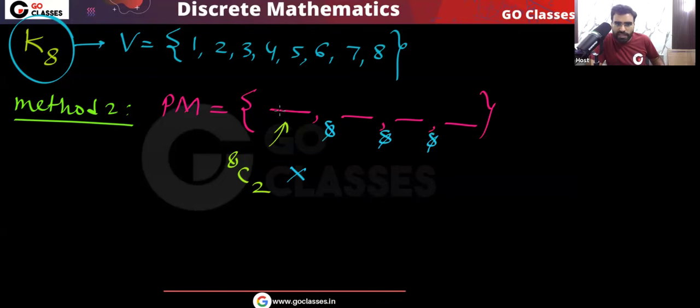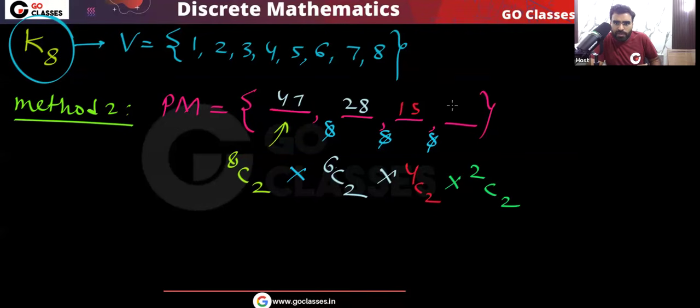So you can see from the 8 people, I can choose 2 people. Let me choose, for example, 4, 7. From 8 I am choosing 2 people. Then from the remaining 6 I will choose 2. Let's assume I am choosing 2 8. Then from the remaining 4 I will choose 2 people. Let me assume that I am choosing 1 5. Then from the remaining 2 I will choose 2 people, so that will be 3 6.